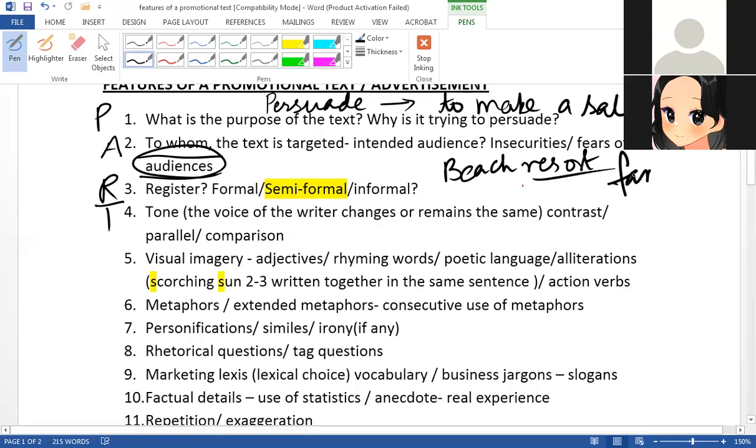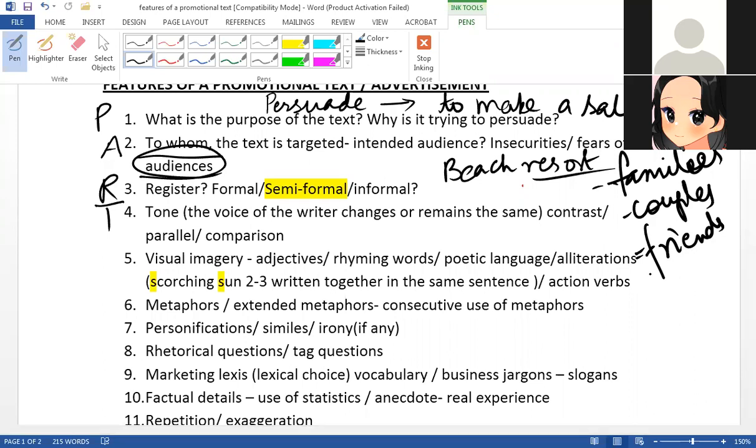Families, right? We are talking about families. We're talking about newlywed couples. We are talking about people who want to go with families and friends, as in couples together, friends groups together for socializing. Maybe some vloggers who want to record parts of this and give a review of this beach resort. So you need to see. Then the register, the style in which you will be writing, is going to be semi-formal.